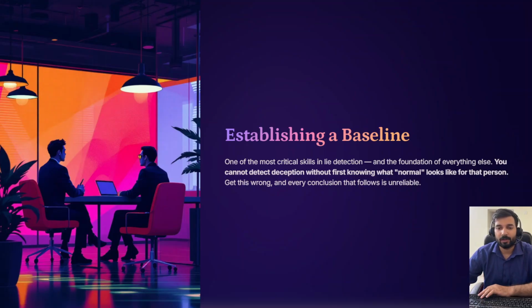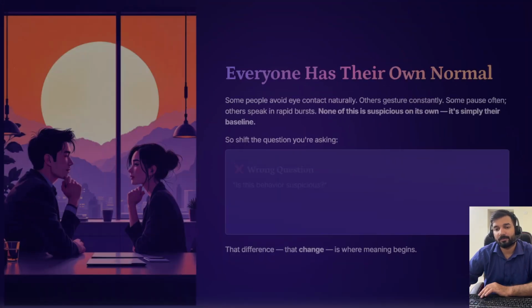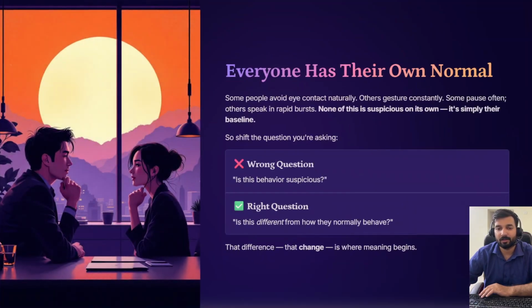Every individual has their own natural way of speaking, moving, and reacting. Some people naturally avoid eye contact, others use a lot of hand gestures. Some speak quickly, others pause more often. None of this means anything on its own, because it's just their baseline behavior.